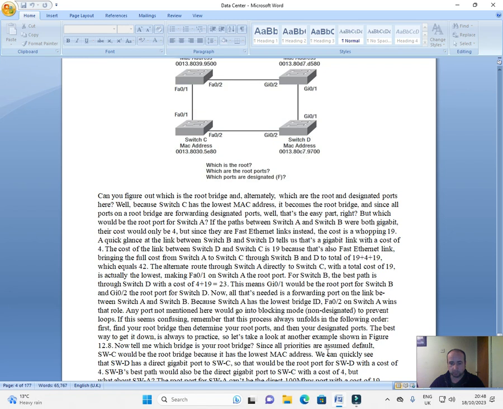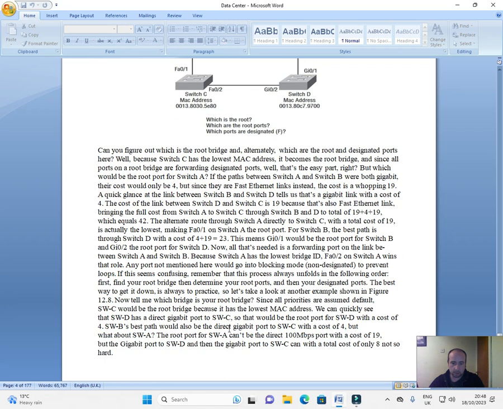Since all priorities are assumed default, SWC would be the root bridge because it has the lowest MAC address. You can quickly see that SWD has a direct gigabit port to SWC, switch C, so that would be the root port for SWD with a cost of 4. SWB's best path would also be a direct gigabit port to SWC with a cost of 4. But what about SWA? The root port for SWA can't be the direct 100 Mbps port with a cost of 19, but the gigabit port to SWD and then the gigabit port to SWC can, with a total cost of only 8. Not so hard.